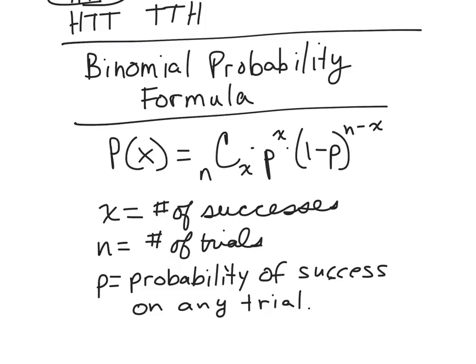So on that last problem, little p would have been a half, because your probability of getting a head on any one of those trials would have been 0.5, because you're flipping a coin. Okay, so let's see how this formula would have worked on that last problem.